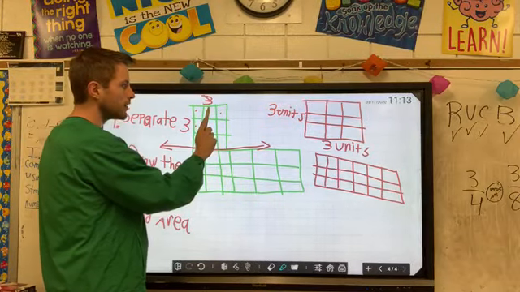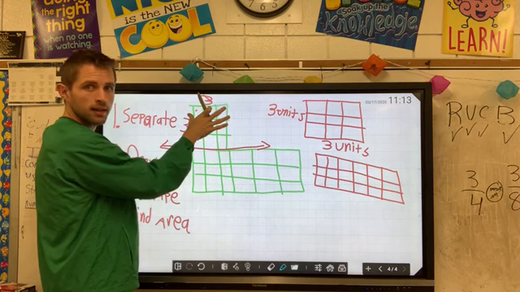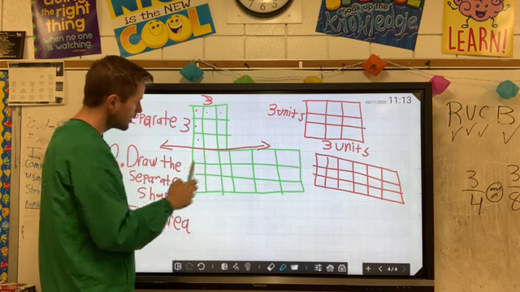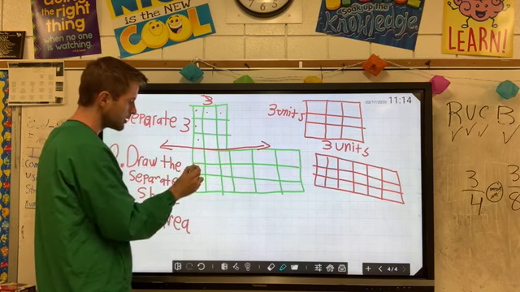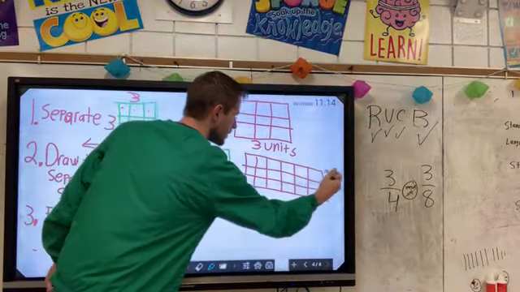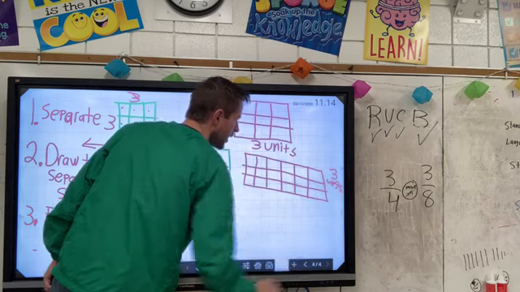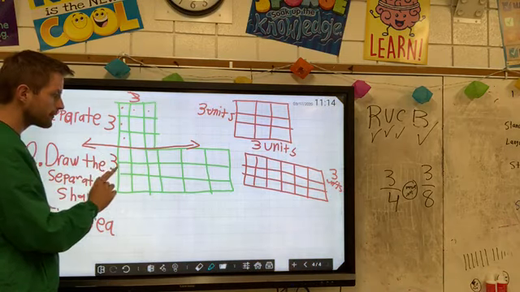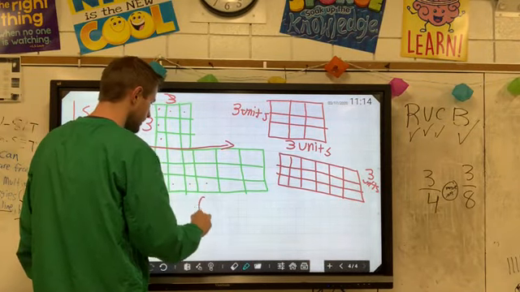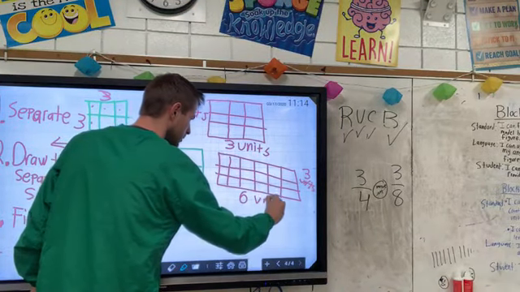We found the dimensions of our top shape. Now we've got to find the dimensions of our bottom shape, right? So we're going to do the length again. 1, 2, 3. 3 units. Over here we're going to write 3 units. And then we have to find our width. 1, 2, 3, 4, 5, 6. So this would be 6 units, and over here we'll write 6 units.